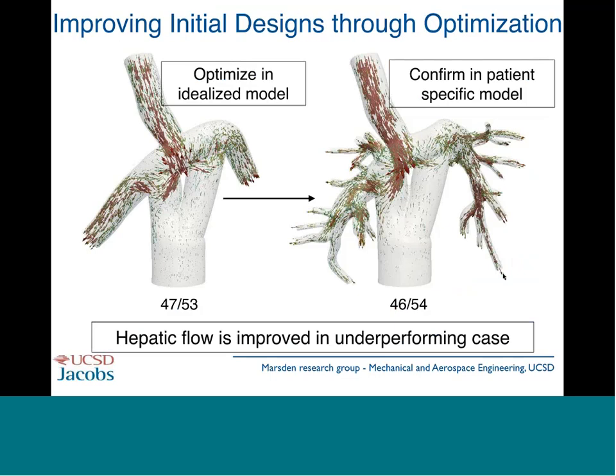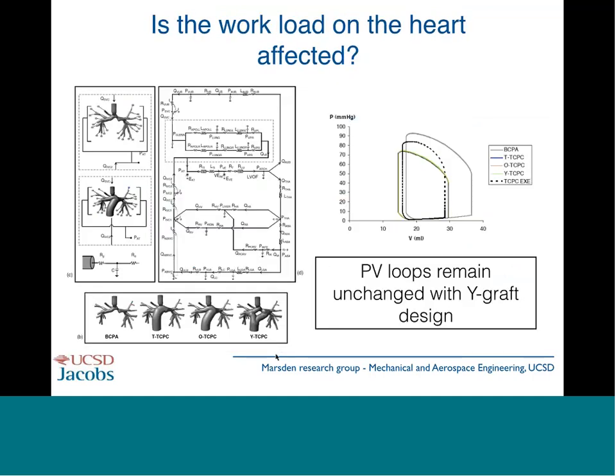This is an example of a case where we were able to improve an initial design through optimization. There was one patient that had about a 70-30 flow split, and we wanted to get it closer to 50-50. So we did optimization in an idealized model, showed that we got closer to 50-50, then put that back in the patient-specific model and confirmed that we were still hitting our target. And so this was a case where our hepatic flow distribution was improved in an underperforming case.